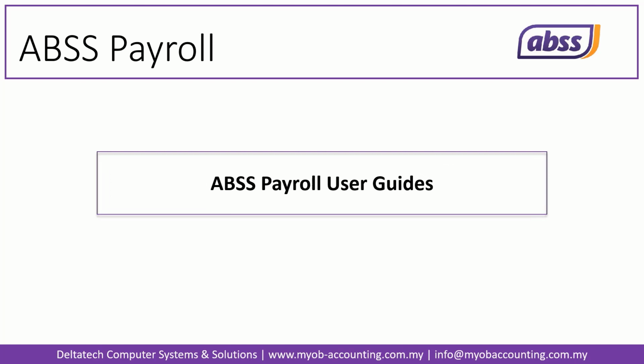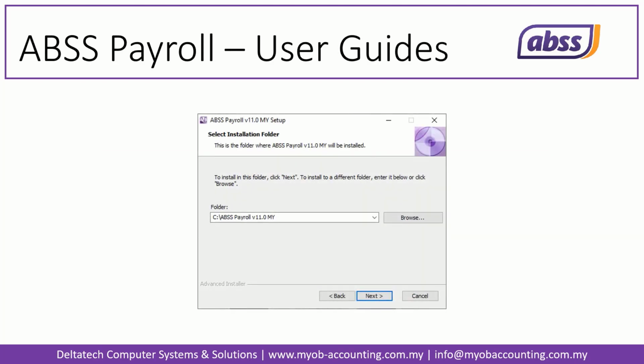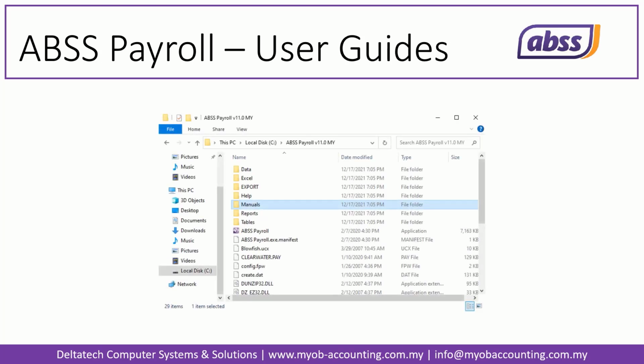When you install ABSS Payroll, PDF copies of user guides are saved to your computer. The next steps will show you where and how to access these guides. During installation, you were shown where ABSS Payroll would be installed on your computer. In Windows Explorer, locate that folder and open it. In the Payroll Application folder, open the Manuals folder.